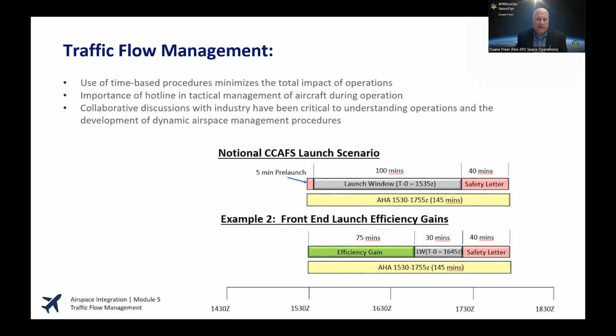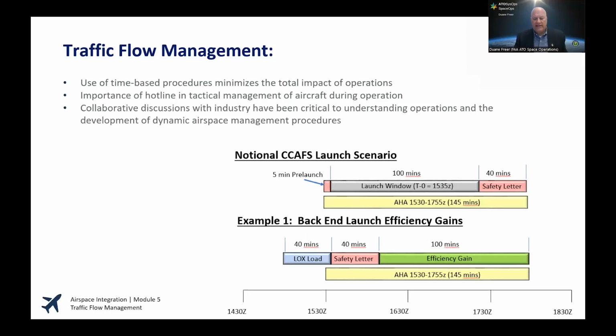So what we've been able to do using time-based procedures in tactical management, you can see example 2 there is an example of gaining efficiency on the front end. If the operator tells us in advance through real-time communication and that shared situational awareness that they're going to move their targeted T0 to the back of their window, we'll leave that airspace open on the front end and gain efficiency there. So we're more or less cutting the window down and shortening the window in real time and gaining that front end efficiency. On the next slide, you're going to see more or less the same thing, but where we gain efficiency on the back end of the window.